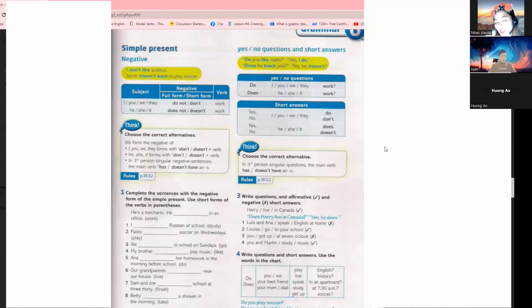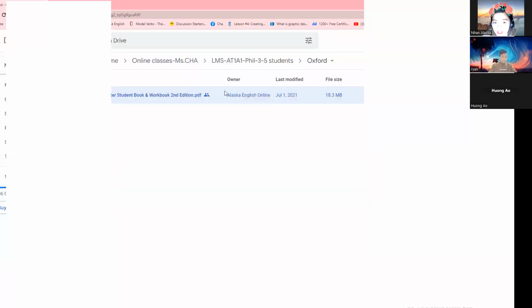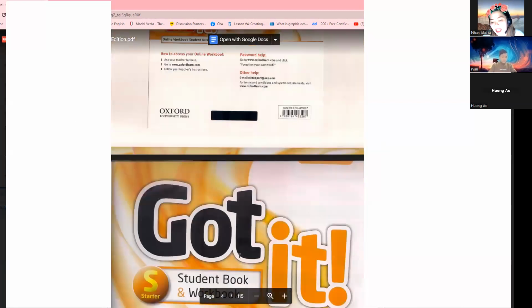What we're going to do tonight is talk about the simple present negative. The only thing that we add to make something negative in English is the word not. So if we talk about the simple present in negative state, of course, we're dealing with do not or don't, and does not or doesn't.